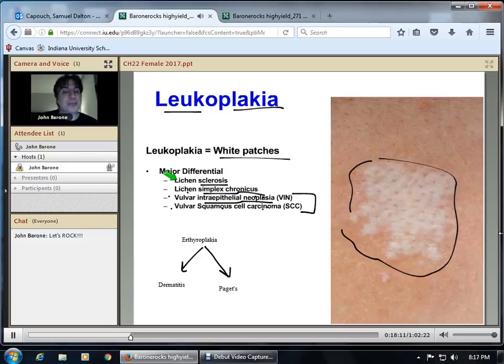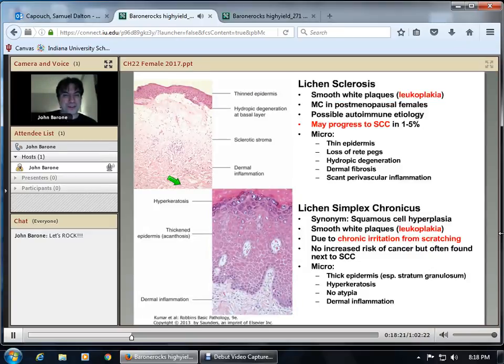Now, let me go through each of these in slightly more detail, and talk about what's important for exams. Again, all of these are going to present as white plaques in the private area. All right, now the first one here is lichen sclerosus. Now, with a name like sclerosis, what's making it white? Fibrosis. So here's the epidermis. Notice it's really thin. It's very atrophic. But deep to that, look at all this pink fibrosis. Lots and lots of pink fibrosis here. So that's why from above it looks white, because of all this fibrosis.